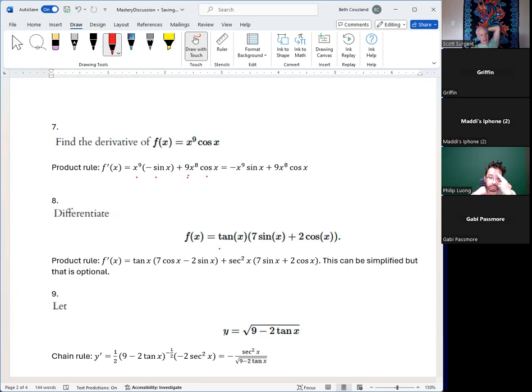Number 10. Oh, it's tan x times the quantity 7 sine x plus 2 cos x. I debated on this one. This one can be done either doing the product rule or multiplying through. And I found that if you multiply through, you still have to use the product rule. So I figured, just use the product rule. So it's the first, tan x, times the derivative of the second, which is 7 cos x minus 2 sine x, plus the second, which is 7 sine x plus 2 cos x, times the derivative of the first, which is secant squared. And I wrote, this can be simplified, but that was optional. If you had this, it should have been accepted.